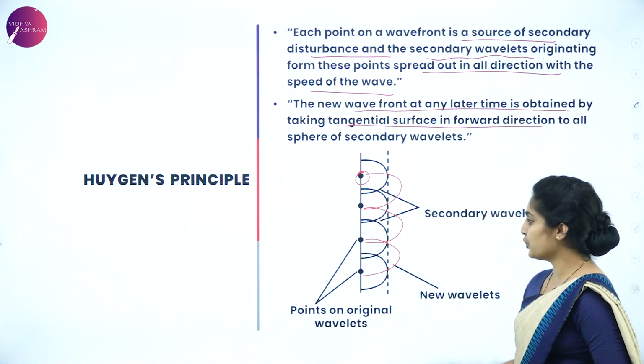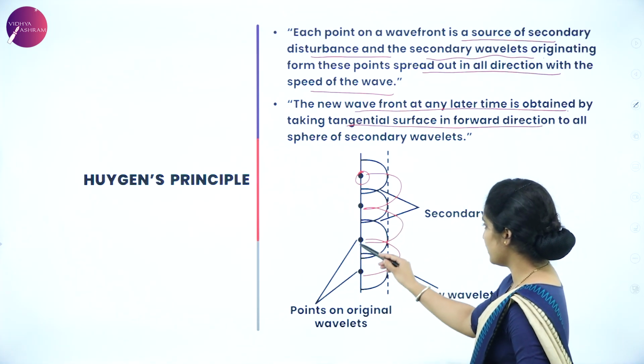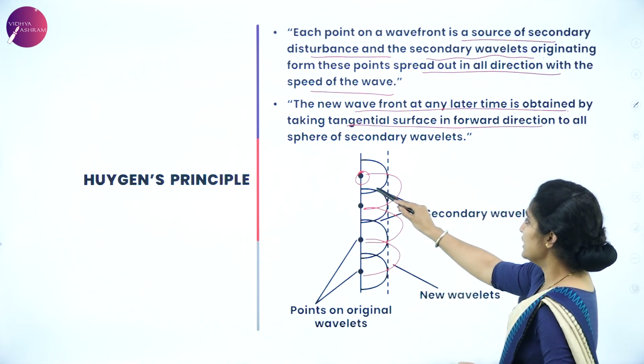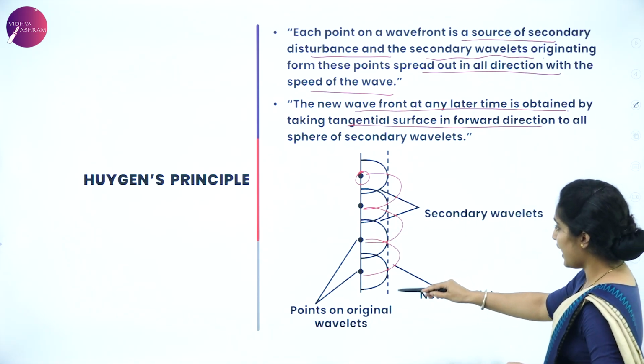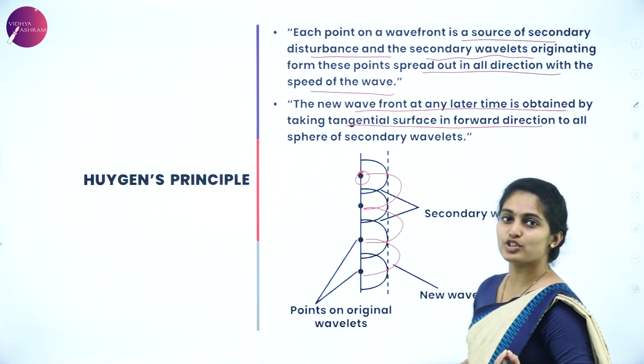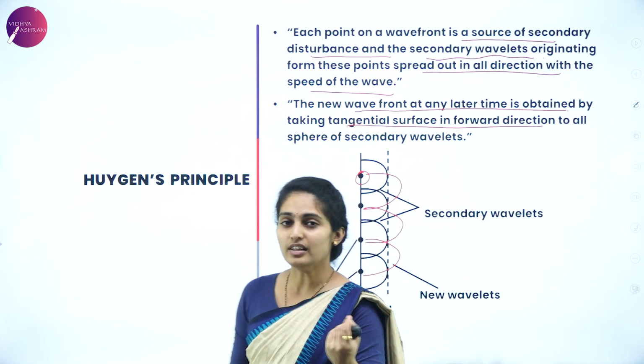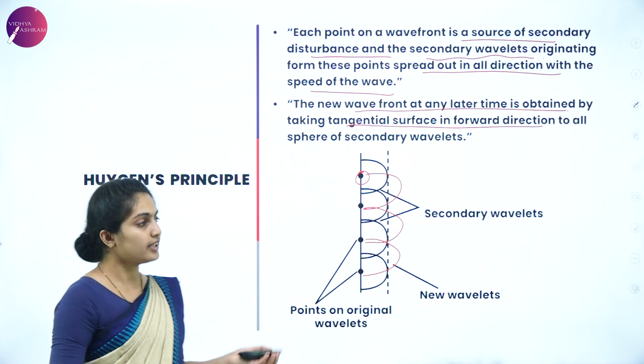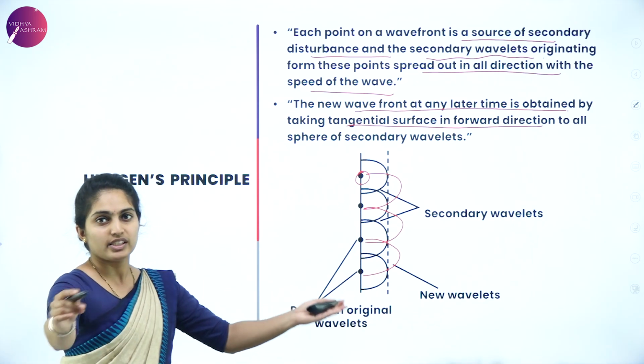As you can see over here, these are the points on the original wavelets by which we have got secondary wavelets which are here, and for the origin of the new wavelets again a tangent is drawn, again there is a point over there, and from that point again the other waves originate. That is how exactly these waves spread out.